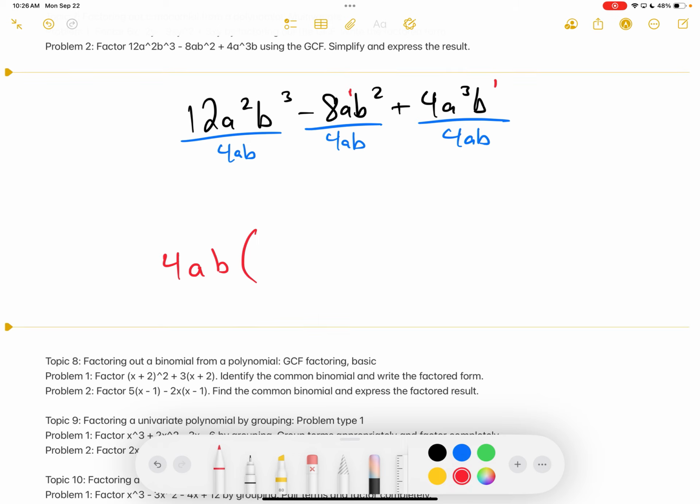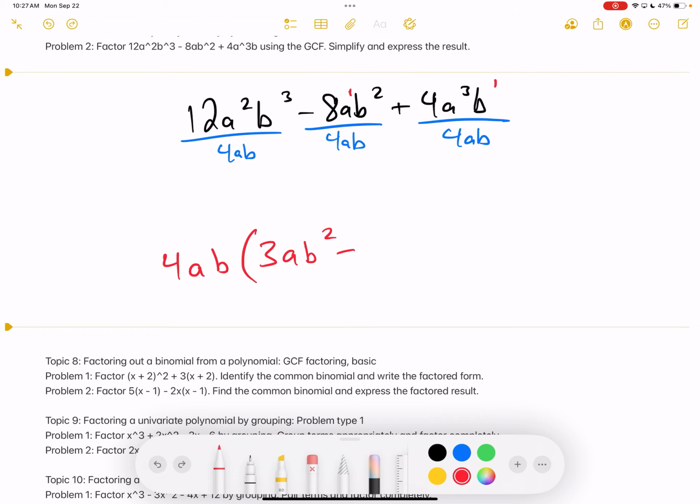All right, so 12 divided by 4 is 3. There's 2 a's, and I'm going to take away one of them, so that is 1 left. There's 3 b's, I take away one of them, so there's 2 left. So that's the first one. If you need to work it out like this, that's fine.